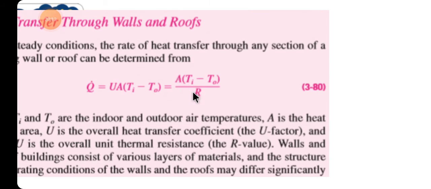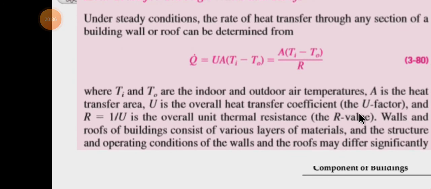So if we make the resistance only L over K, or 1 over H, or 1 over H in radiation, we can make the formula of this resistance into U. U will be 1 over R, and we call it the overall heat transfer coefficient, the U factor. You can easily Google the U factor and get values for different construction materials. If you know the U factor, you can easily calculate the heat transfer.